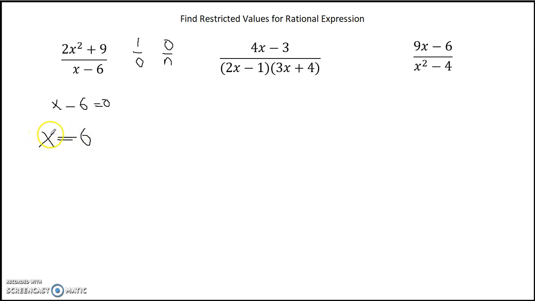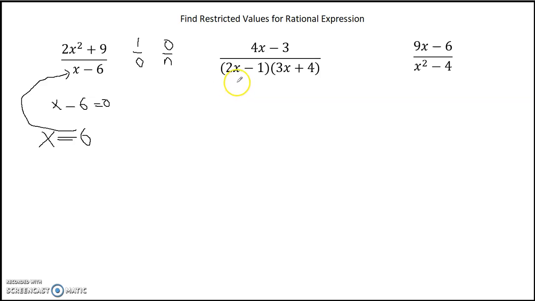So what does this mean? x equals 6, right? If you plug the 6 back in right here, it'll become 6 minus 6, which is 0. And so that would mean 2x squared plus 9 divided by 0, which will become undefined. So 6 is a restricted value. You cannot use 6 in this expression. That's what it means.